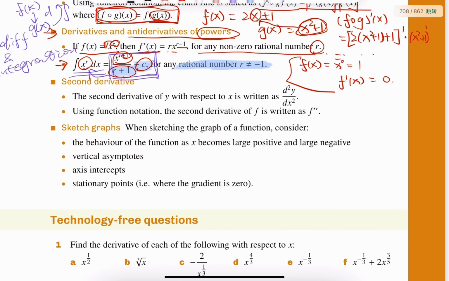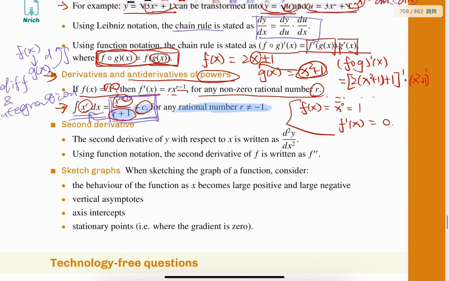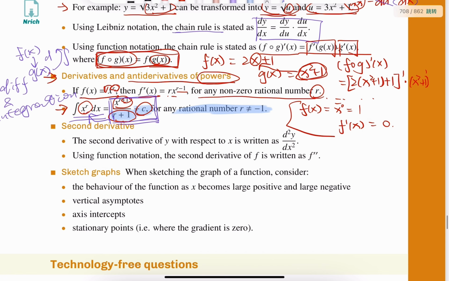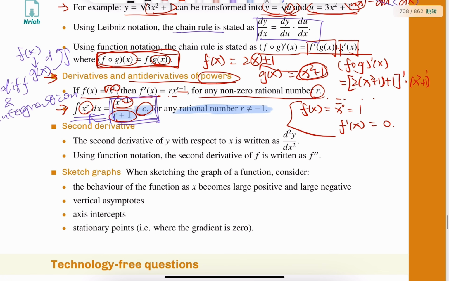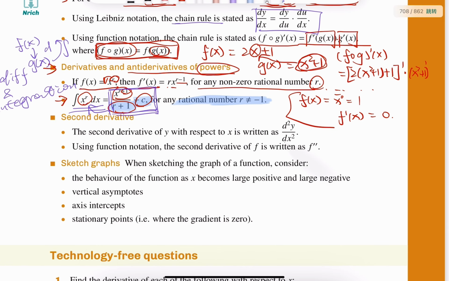Then let's talk about second derivative. So you can have first derivative, second derivative, and third, fourth derivative. It's only about taking the derivative once or twice or triple time. And personally, I think it's very confusing, like where to write the two.